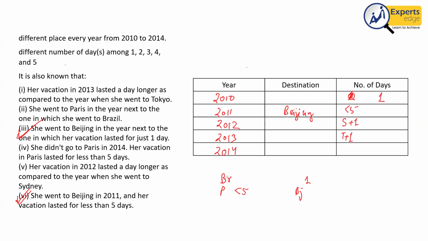Also, Paris was right after Brazil. Brazil cannot be in 2010, therefore. Brazil 2013, Paris 2014 is a possibility. But it says she did not go to Paris in 2014. Therefore, the only possibility is Brazil in 2012, Paris in 2013. This has been used. Her vacation lasted for less than 5 days. For Paris, this has to be less than 5. Therefore, Tokyo has to be less than 4 because it is T plus 1 for Paris.